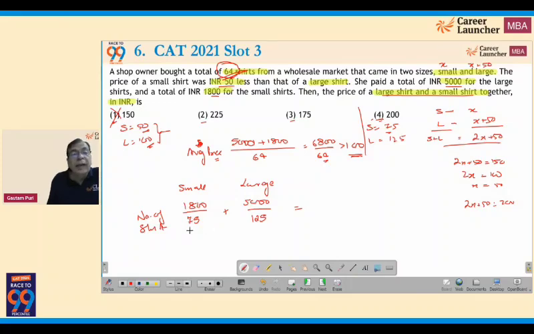Okay. So what is 1,800 upon 75? 1,800 upon 75 and 5. 25 into 3, or rather 3 into 25, is 600. What is 600 upon 25? 24. And how much is this? 125 into 4 is 500, so 40. 64. So you got 64 shirts.